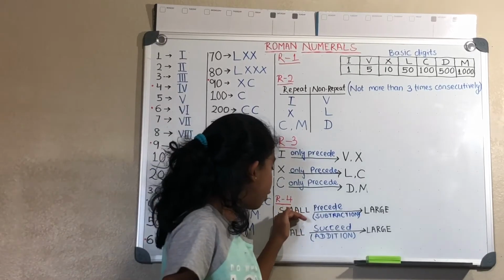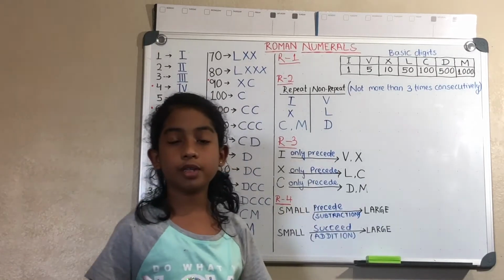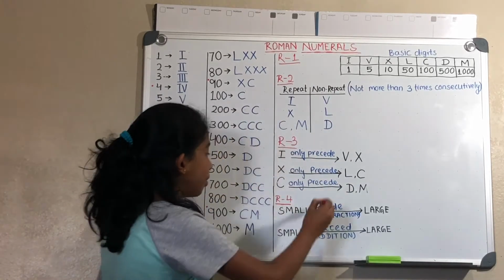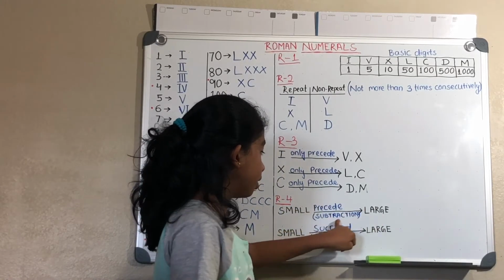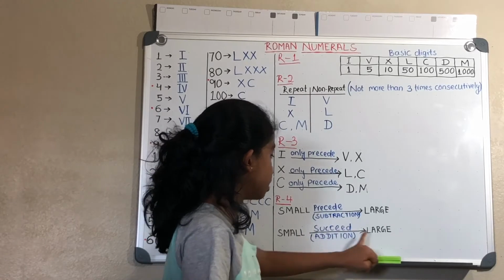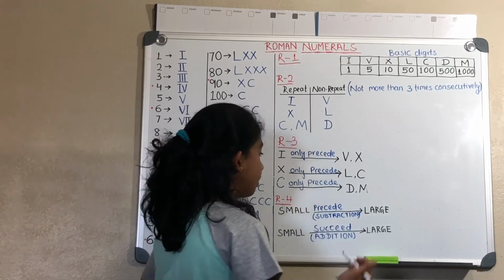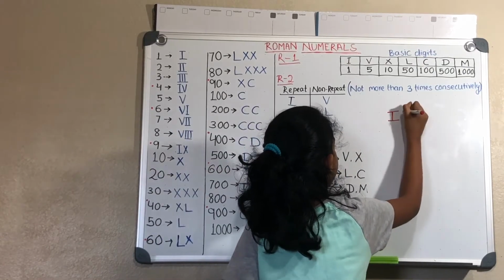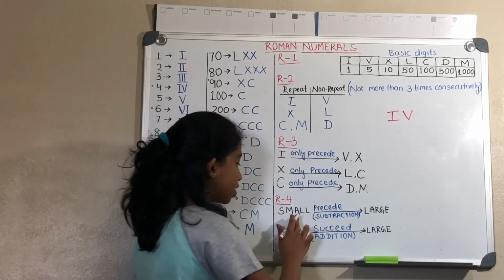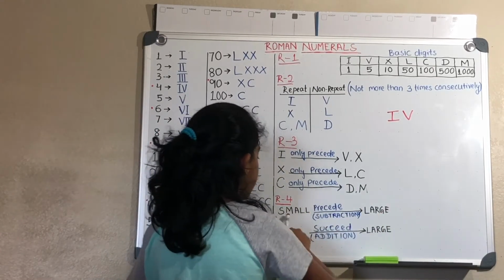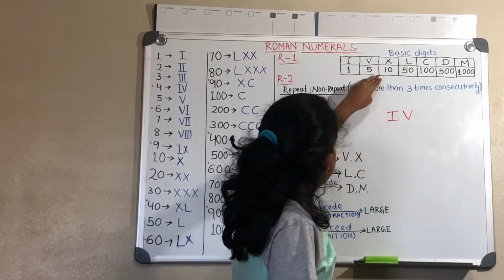In the first part, when a smaller number precedes a larger number, precede is nothing but before, comes before. A small number before a larger number means you subtract. And when a small number succeeds a larger number, or comes after a larger number, you have to add. If we had the number IV, it meets the circumstances of the first part, a small number preceding a large one, and you have to subtract. Here it meets the circumstances because I, referring to the basic digits, is 1.